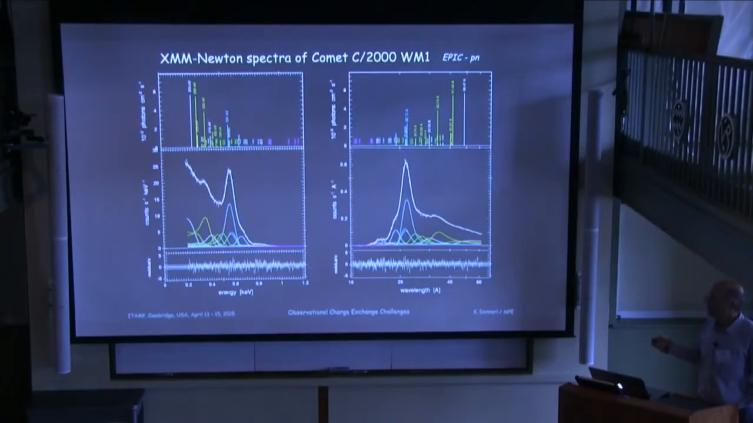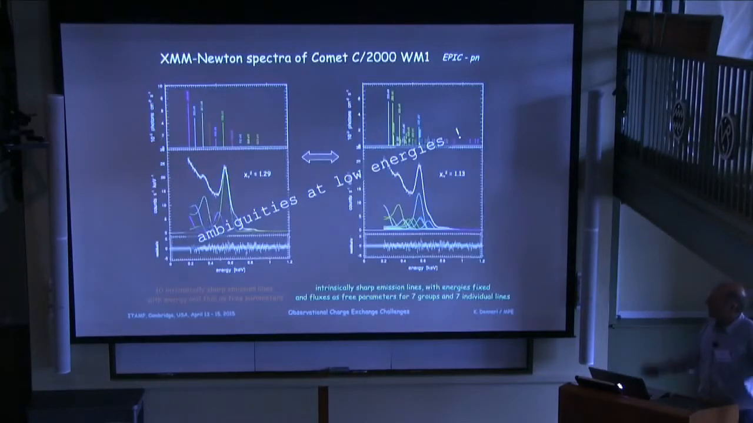This is actually coming from RGS data. I'll come in a moment to that. So this simply means we need a model. We can't do spectral deconvolution without a model, and therefore you are very important.